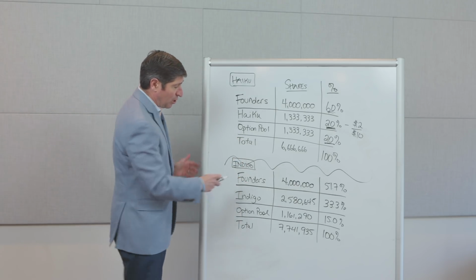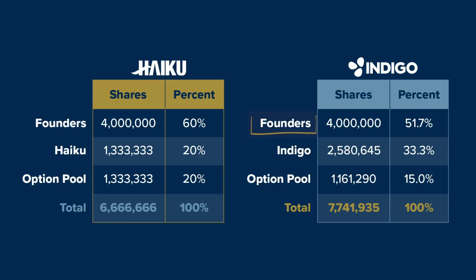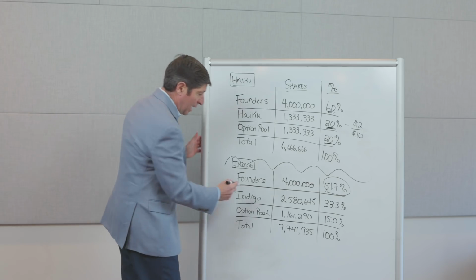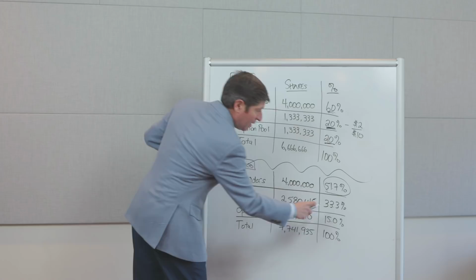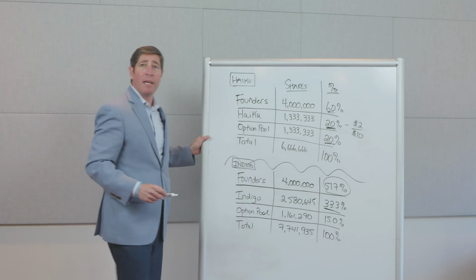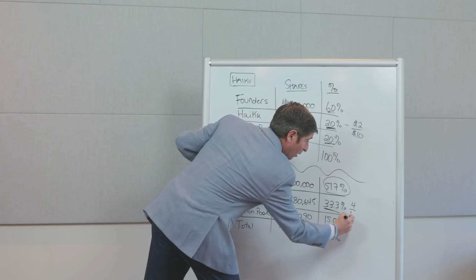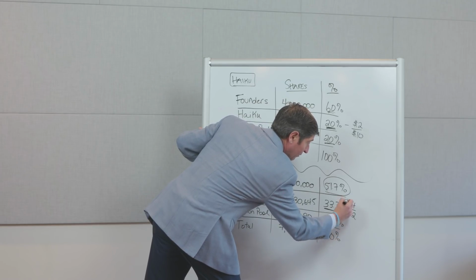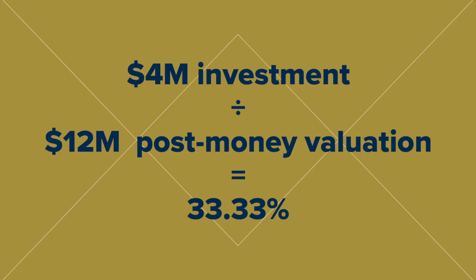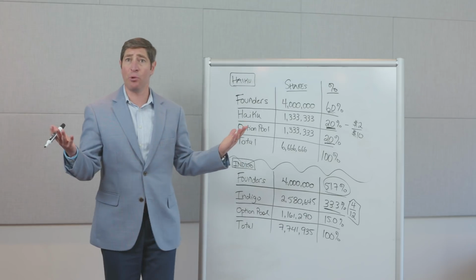So in this case, the first thing you'll notice is the founders own 51.7% of the company. Now, why is that? Why do we think there's a big difference between what you own in this case versus what you own up here? Well, there's two reasons. Number one is, if we look at the Indigo investment, they own a third of the company. And again, just to double check your math, remember they invested $4 million on a $12 million post-money. So obviously that needs to equal a third, which it does. So part of the reason they own more of the company is because they put more money in. So it's pretty simple math here, right?